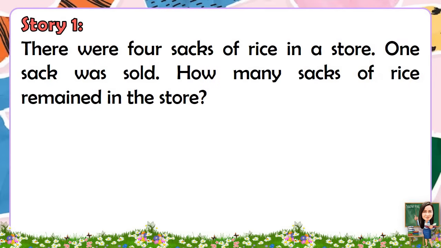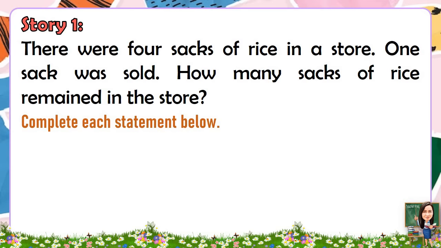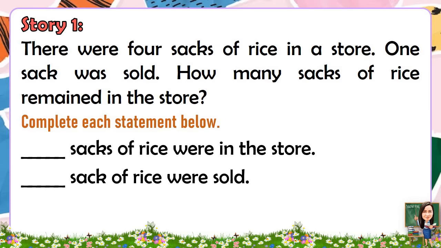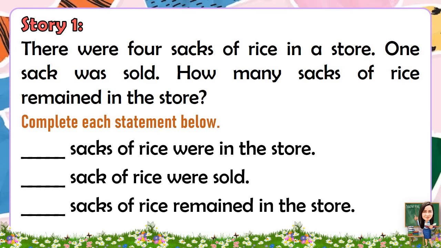Let's read story number 1. There were 4 sacks of rice in a store. 1 sack was sold. How many sacks of rice remained in the store? Complete each statement below. Blank sacks of rice were in the store. Blank sack of rice was sold. And blank sacks of rice remained in the store.